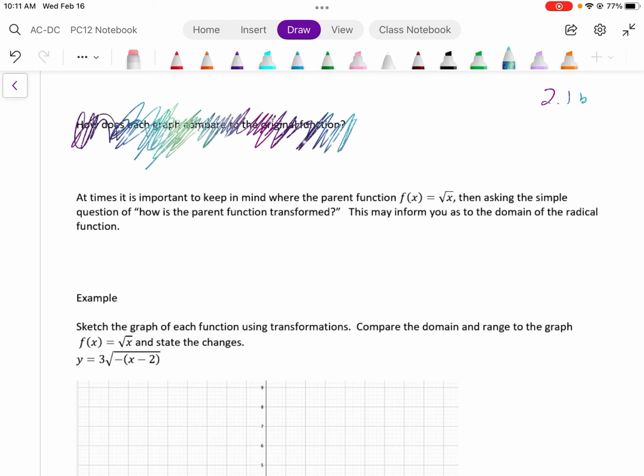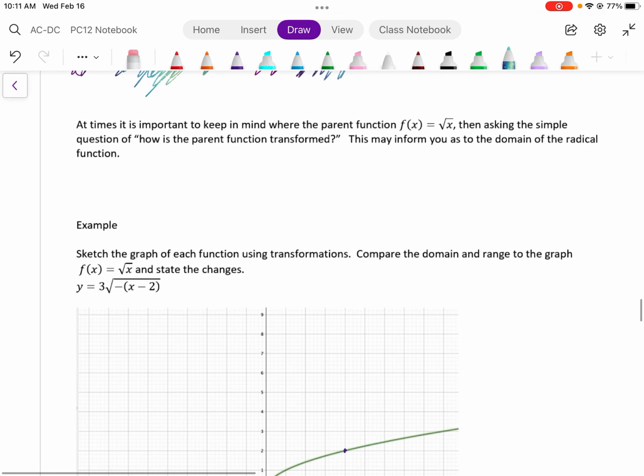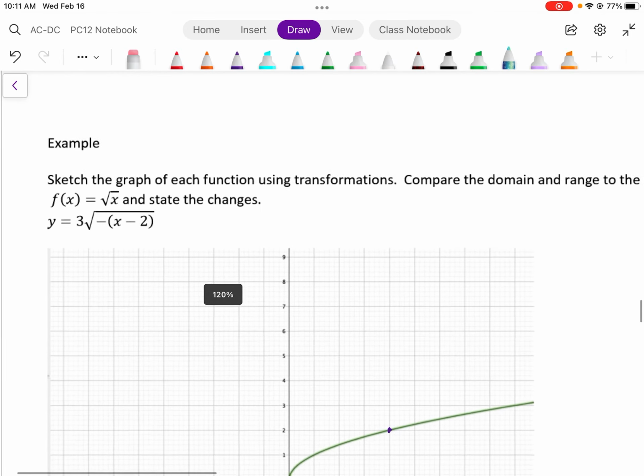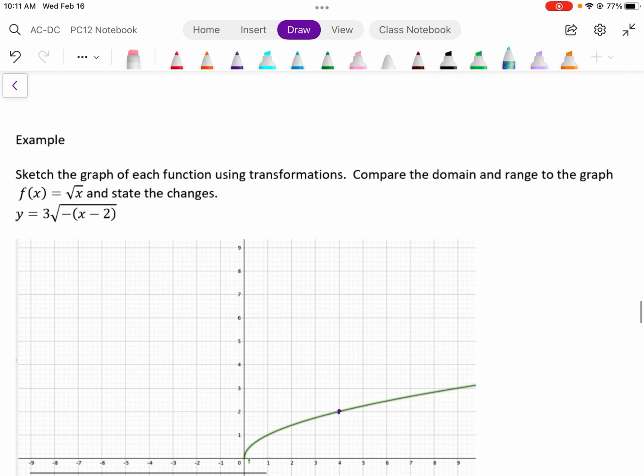So at times, it's important to keep in mind the parent function, f of x is equal to the square root of x, and ask, how is the parent function transformed? Now, this may inform you as to the domain of the radical function. So if I take a look at this, and if I'm going to transform it, my goal is to graph this.